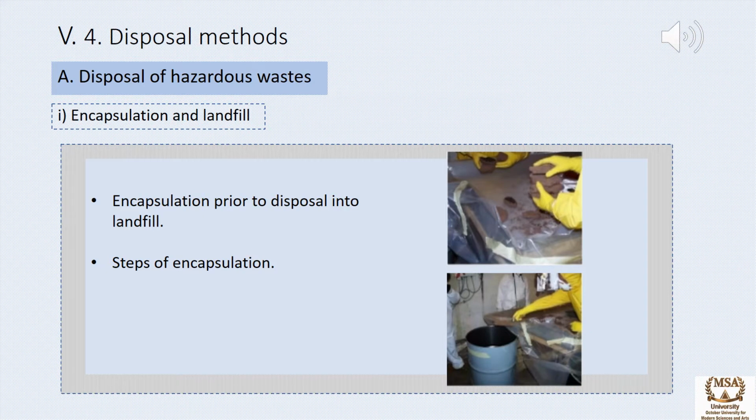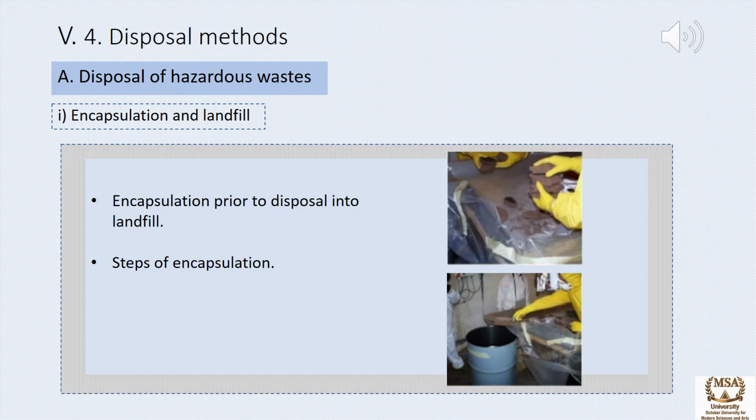Now I'm going to talk about disposal methods. Disposal of hazard wastes. The first method is encapsulation and landfill. Hazard wastes should be disposed by two methods, which is encapsulation and landfill. Wastes should be immobilized or encapsulated prior to disposal into landfill.